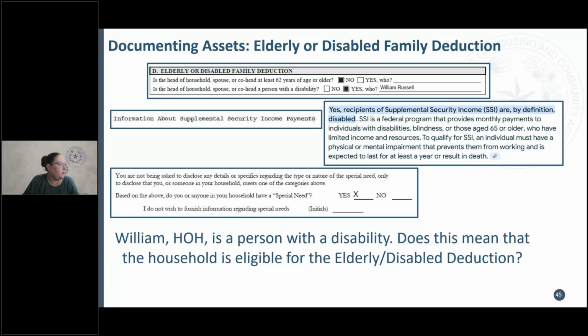Okay, I'm going to end the poll. Thank you guys for your patience on that. So, yes, they are eligible for the deduction, and that was what most of you said. How much is their deduction? And this might depend on what program you're operating. But we're going to assume it's for the HOME ARP program or the HOME program.